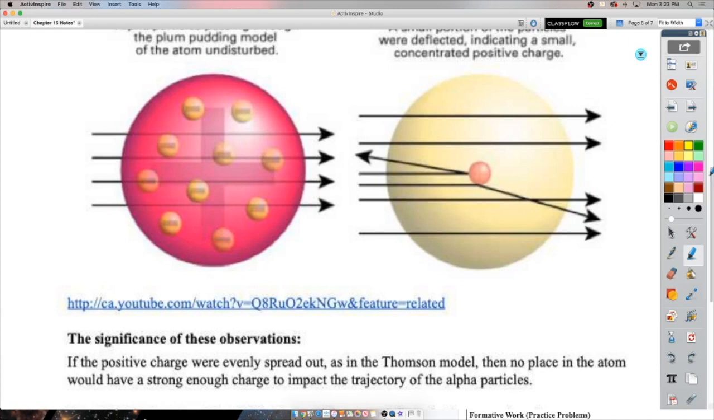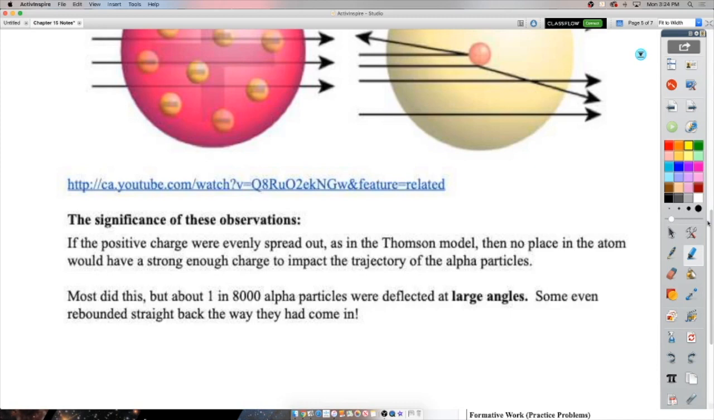So the cannonball being the alpha particle and the tissue paper being the positive sphere that's part of the atom, right? So why was this positive sphere supposed to be like a piece of tissue paper? Well, again, if it were evenly spread out, as it is in the Thomson model, then no place in the atom would have a strong enough charge to impact the trajectory of the alpha particles, right? Yes, there's an overall enough positive charge to cancel with the negatives, but it's spread out. It's not that positive in any one place.